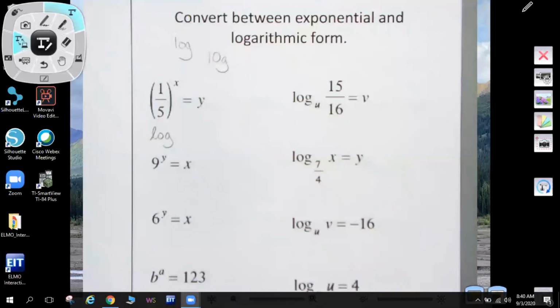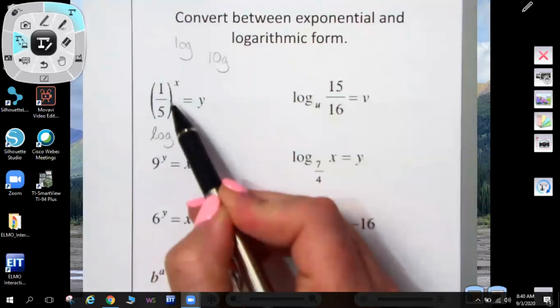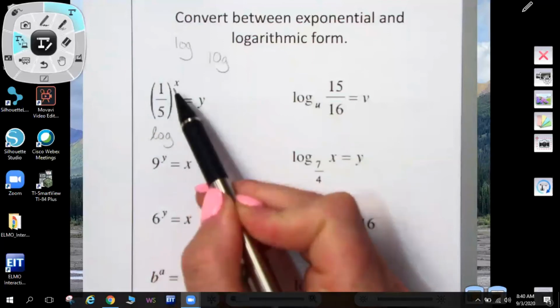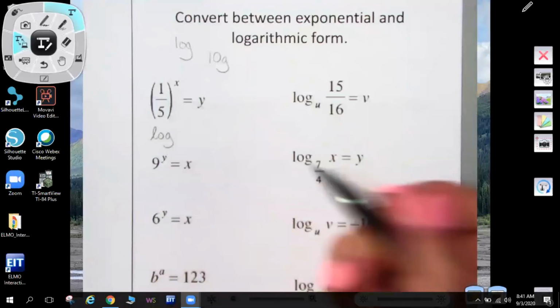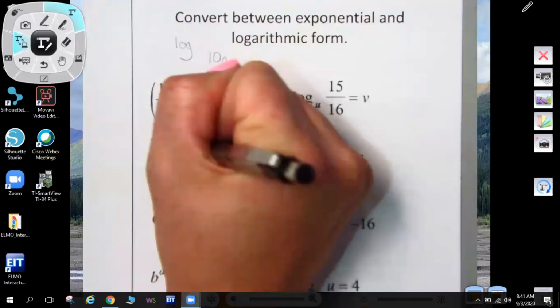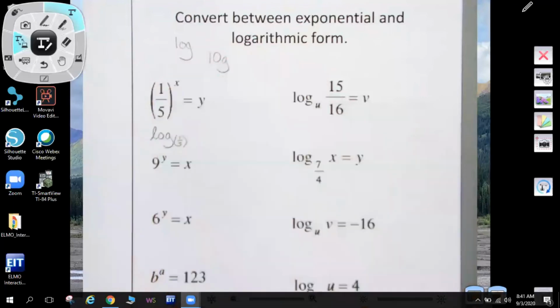Okay, so we wrote log. Now the base of our exponential function, which is the number that has the exponent on it, is going to be the same for our logarithm. So 1/5 is still our base. So it gets written as a subscript. Make sure everyone is keeping notes, keep up.